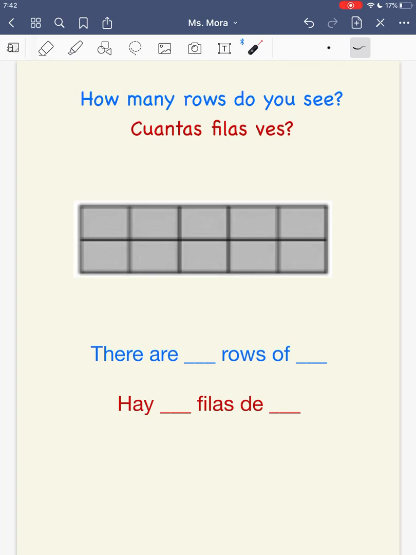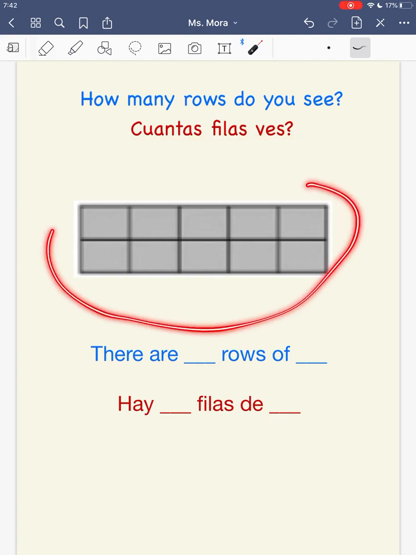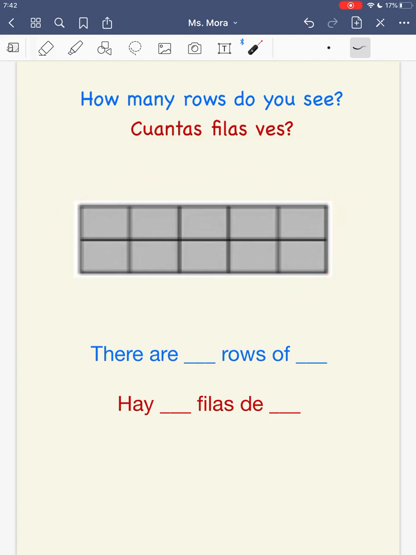Ok, este lo van a hacer solo. Dice, ¿cuántas filas ves? Aquí está el conjunto. Vas a contar las filas y llenar aquí. Dice, hay cuántas filas de cuánto. Y pausa la video y luego pones play cuando estés listo.